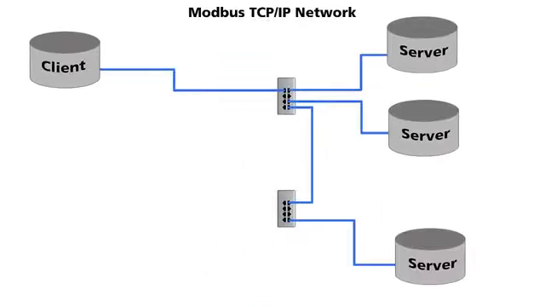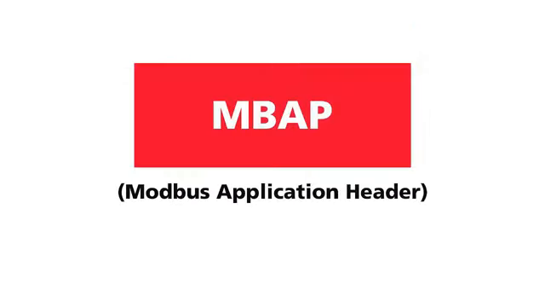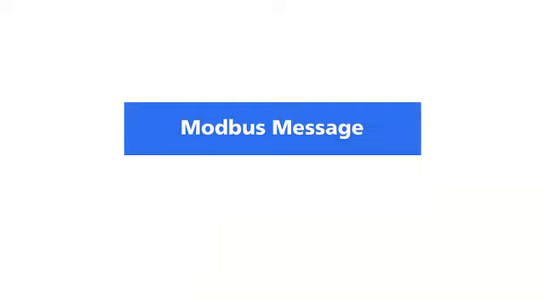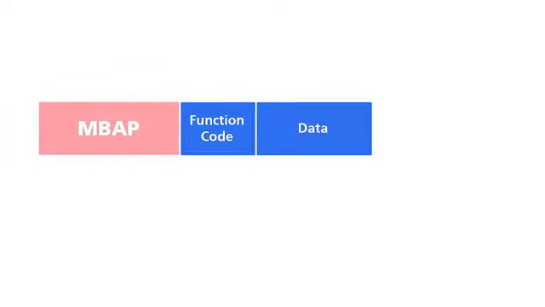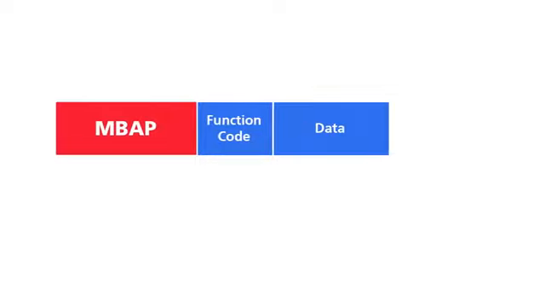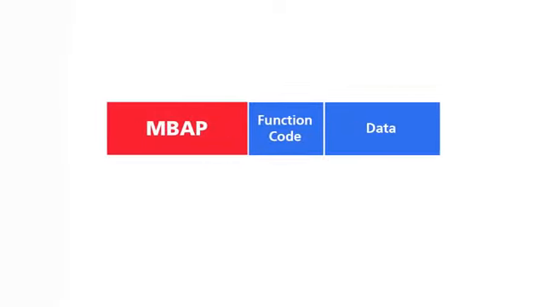Modbus over Ethernet operates exactly like it sounds. Modbus devices use regular Ethernet cables and switches to communicate with each other. The big difference with Modbus TCPIP is that an MBAP header, or Modbus application header, is added to the start of each message. The slave ID at the beginning of the message is removed, as well as the cyclic redundancy check at the end. The MBAP header contains all the identifying information needed to route the data to the addressed device.